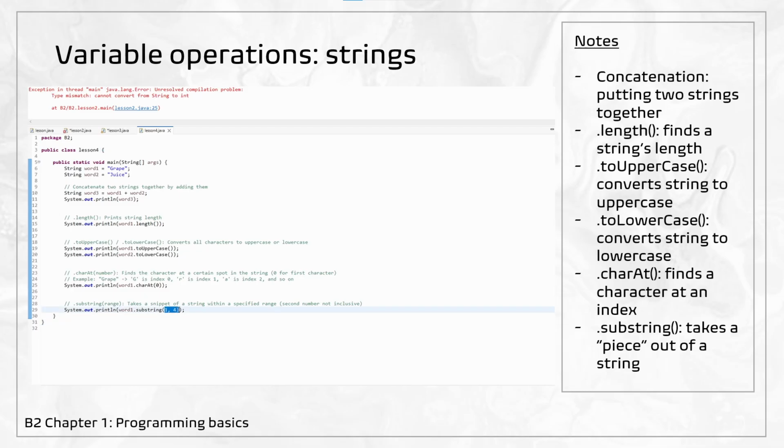When we specify 1 and 4, we're saying take this snippet of the string ranging from location 1 to 4, but don't actually put in the character in location 4. So now let's just run the program to verify all of this. So we see here that we have concatenated grape and juice into grape juice. And we know that this word's length is 5, so we've got that. We've got everything uppercased over here, and we've got everything lowercased over here. And of course, the character at the index 0 is going to be G, as it's the first character. And the substring should take the second, third, and fourth letter, which we've got right here.